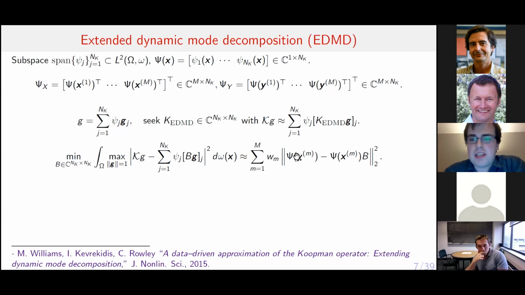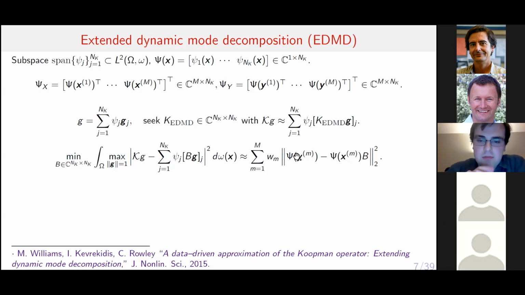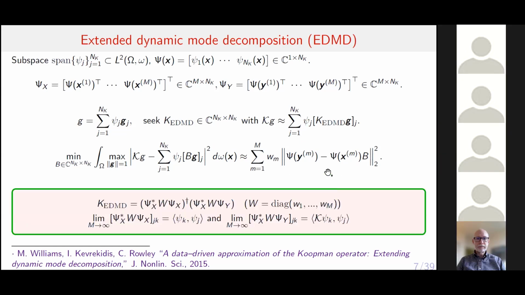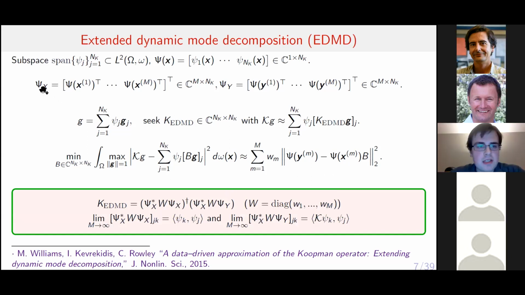So, for example, if the x's are chosen uniformly at random according to some law, then you could take the weights to be 1 over m, so uniform weights. But there are other scenarios that you could treat as well. Okay, so this reduces the problem to a weighted least squares problem. Okay, and you can write down an explicit solution in terms of these matrices, psi x and psi y, and also this diagonal weight matrix.